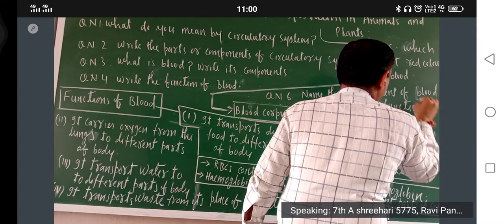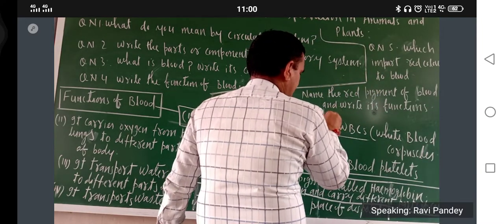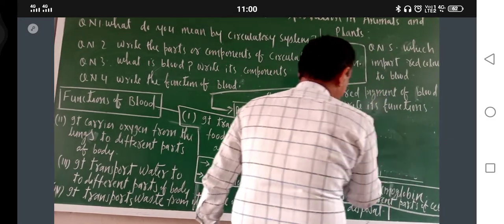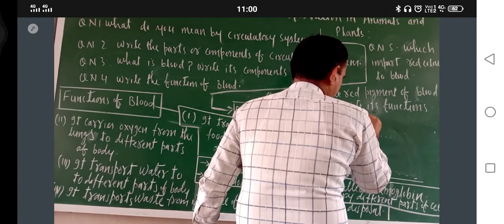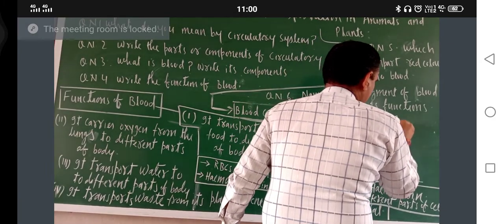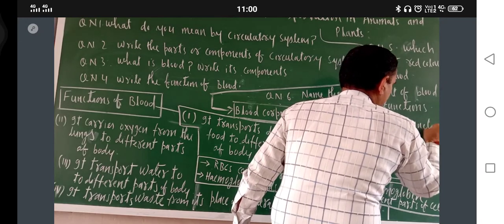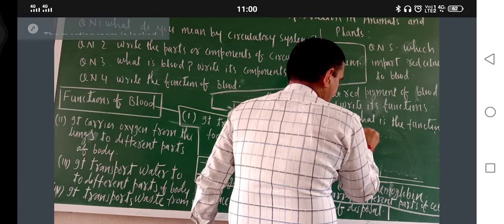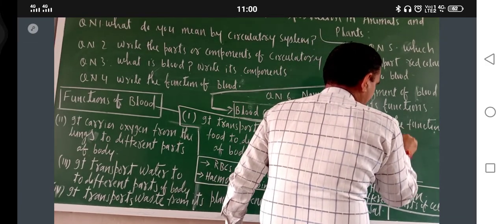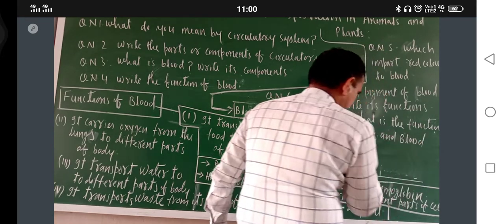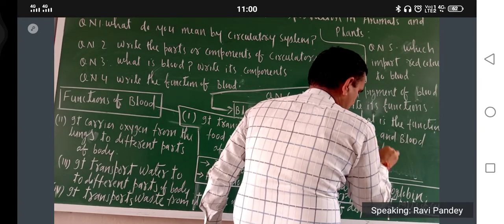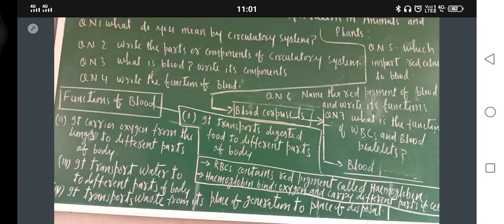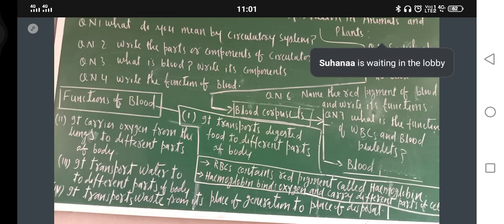One more question. Question number 7. What is the function of WBC and blood platelets? Okay, now your questions are over. Am I audible and visible?